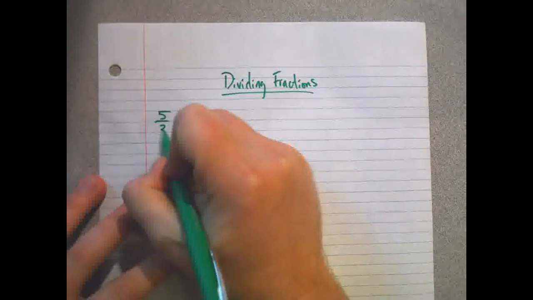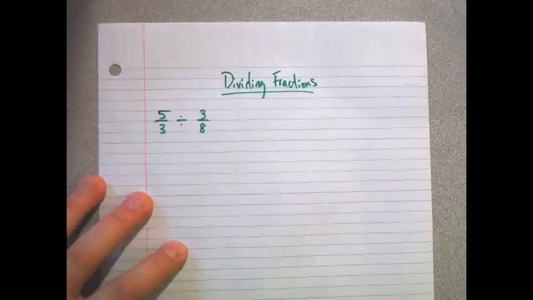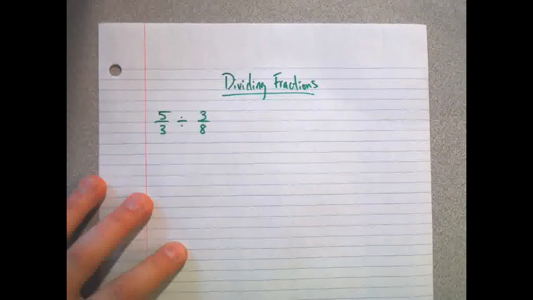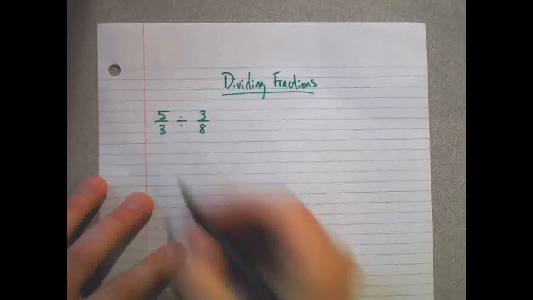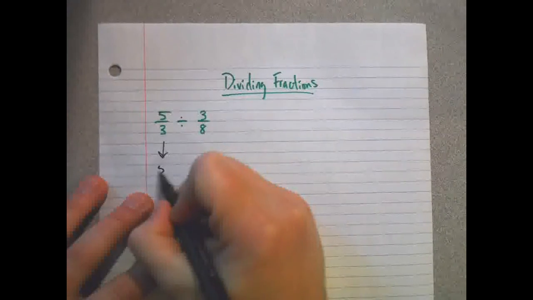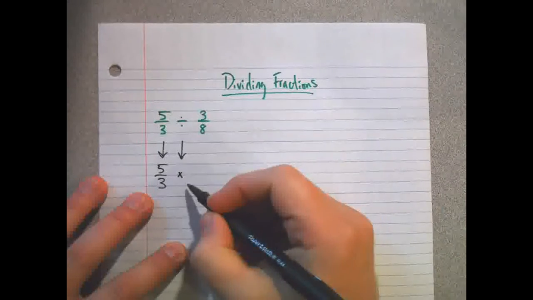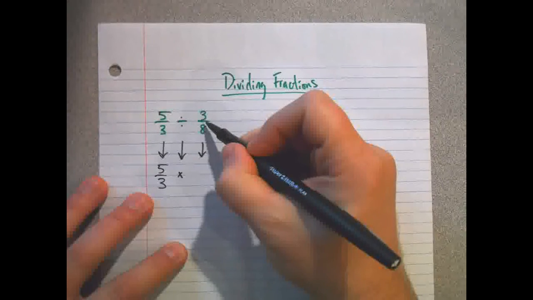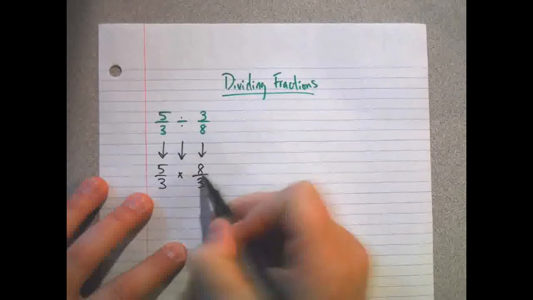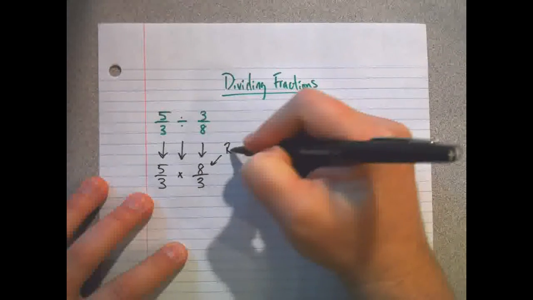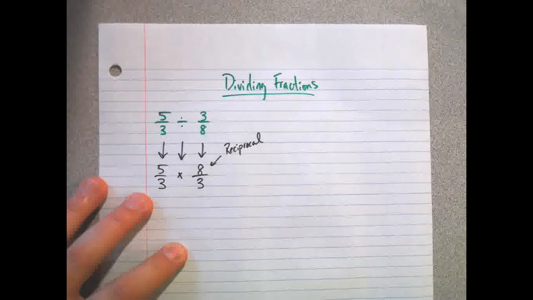The first problem we're going to attack is 5/3 divided by 3/8. When we think about division, we think about breaking things into pieces, and in order to do that, again, we just multiply by the reciprocal. So my first fraction, I'm going to leave the same. I'm going to convert this to multiplying, and I'm going to convert this second fraction into the reciprocal. So I'm multiplying by the reciprocal. The reciprocal is just that flat fraction flipped over, okay?